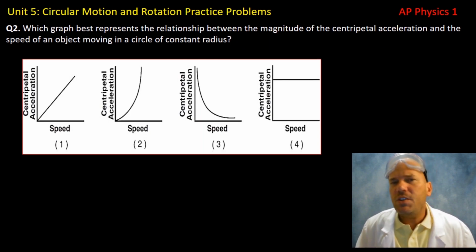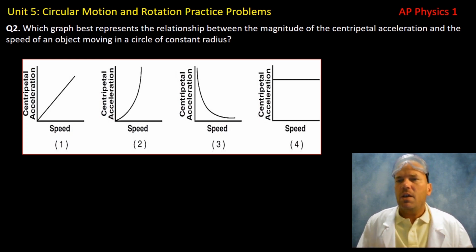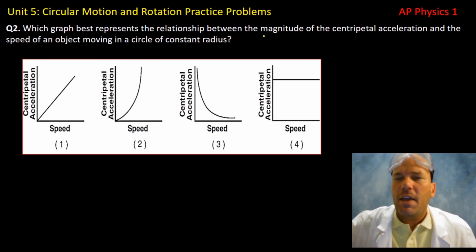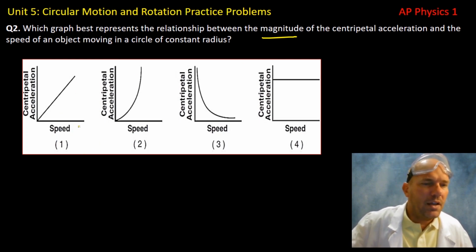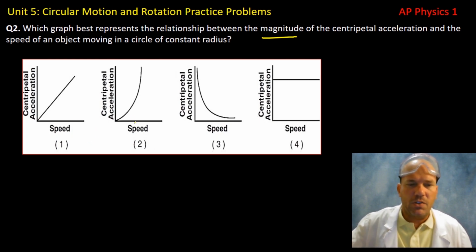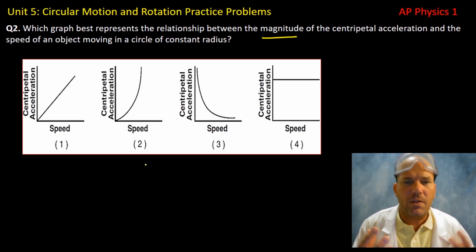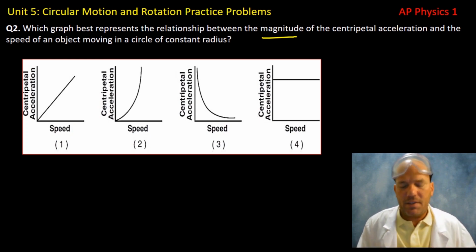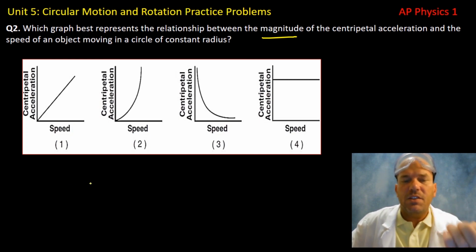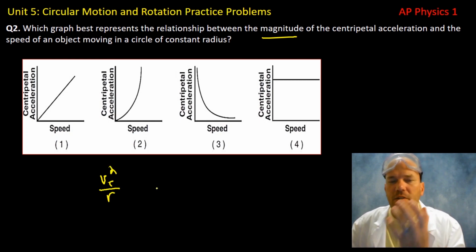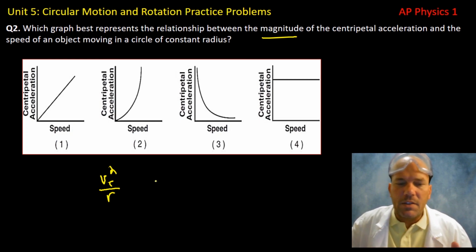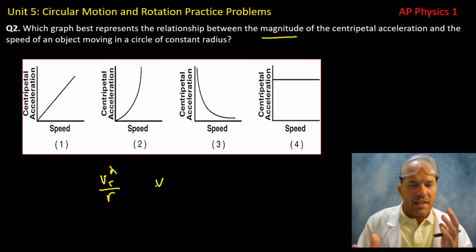So question 2. Which graph best represents the relationship between the magnitude of the centripetal acceleration and the speed of an object? Okay, so we have a constant radius here, and you're being asked to choose, as we've been doing throughout this course. You're looking at centripetal acceleration, in which you have the tangential velocity squared divided by the radius, and you're comparing it to the speed, so the magnitude of the velocity. That's what we're looking at here.